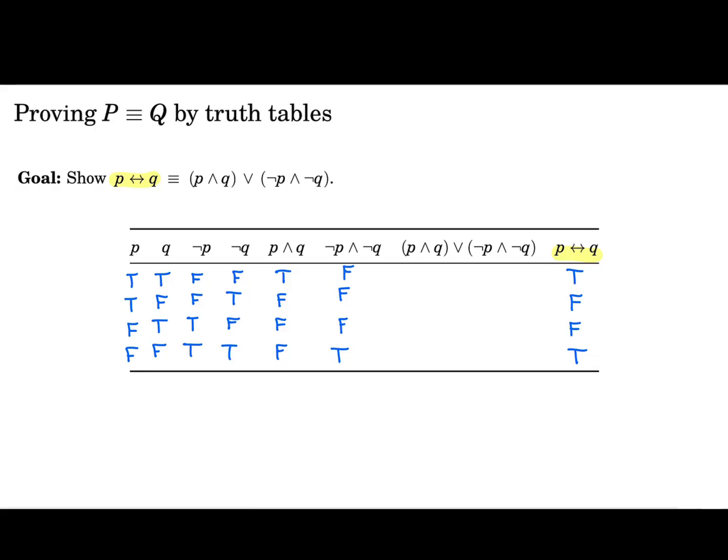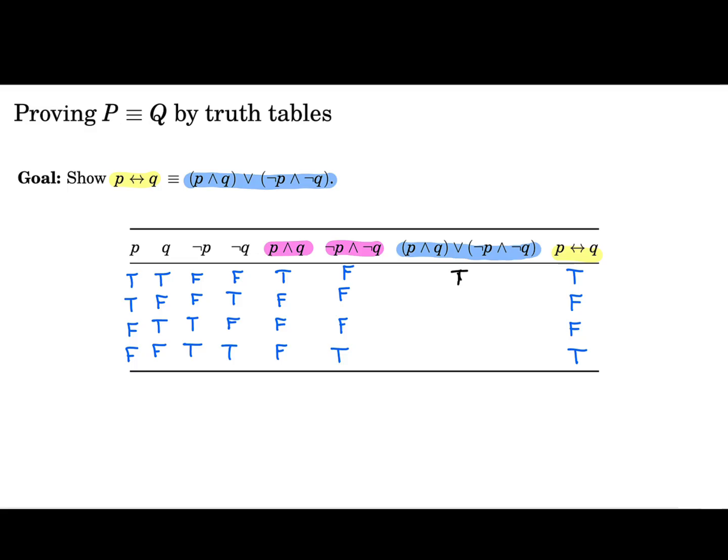And finally, our right-hand side that we were interested in, this part over here, is just going to be an or of these two parts. We already saw that the or is true when at least one of them is true. So for the first row, you have true or false, which gives you true.